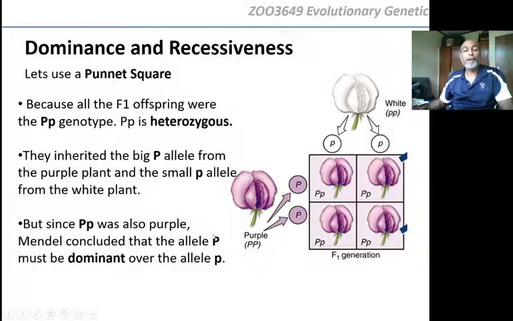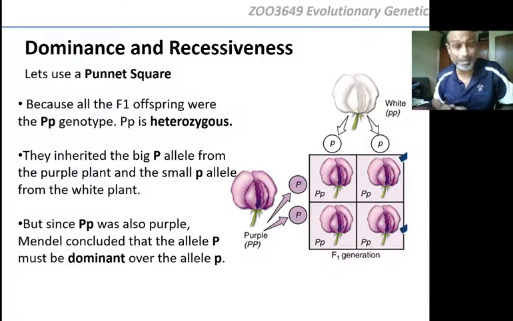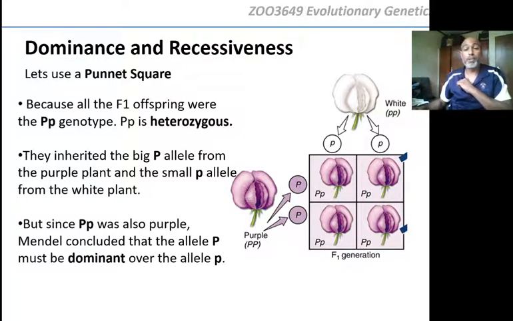That's saying that the big P is dominant over the small p. So if you have a big P in your genotype, you will automatically be purple. Even if you're a heterozygote, you have a small p there, you will still be purple. You will not be halfway in between. You will not be a blend. Okay? So you will be purple.